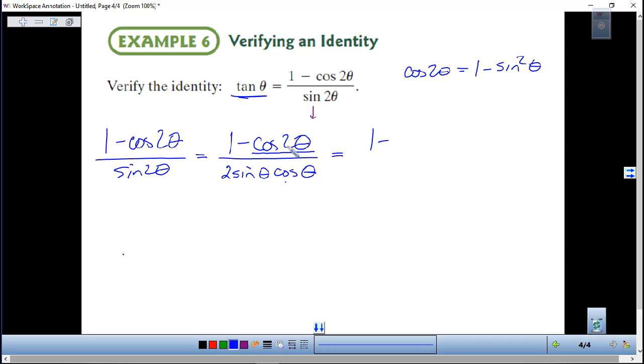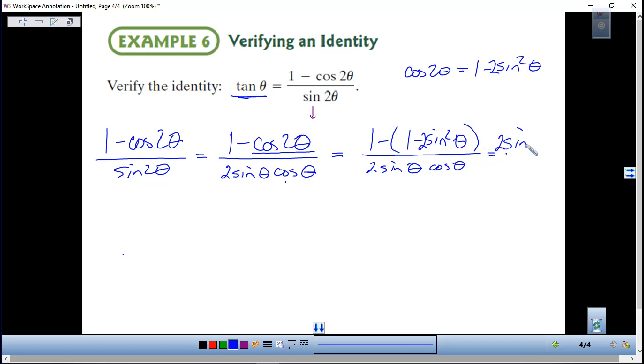So we got 1 minus cosine 2 theta is going to be replaced by this thing. 1 minus sine squared theta. Don't forget, you want to put that in parentheses so you don't forget to distribute this minus through. And then I've got 2 sine theta cosine theta. Alright, so on top I'm going to have 1 minus 1, which goes away. I'm going to have 0 minus a negative sine squared theta. So I'm going to have sine squared theta. Sorry, that should be 2. That should be 2. I keep missing those. I've done that a couple of times today, actually.